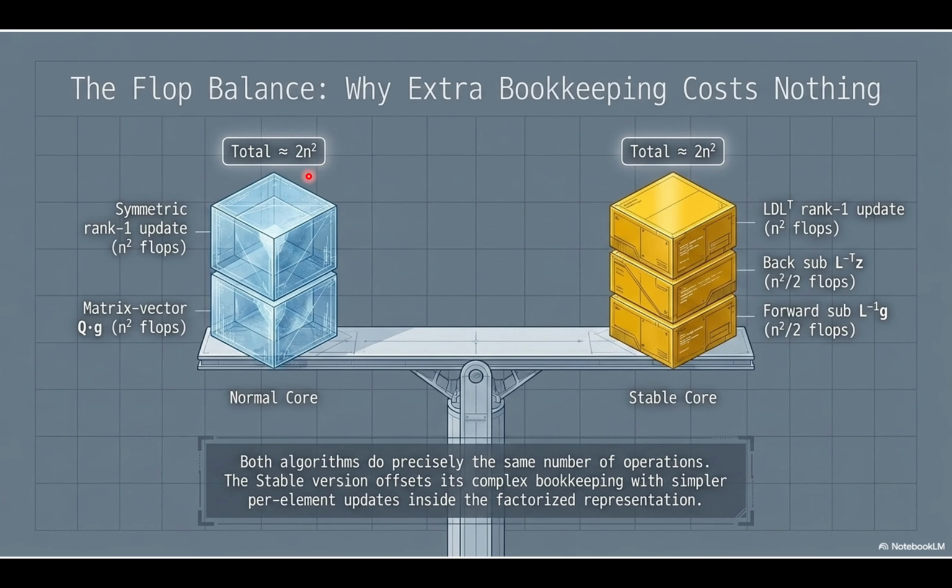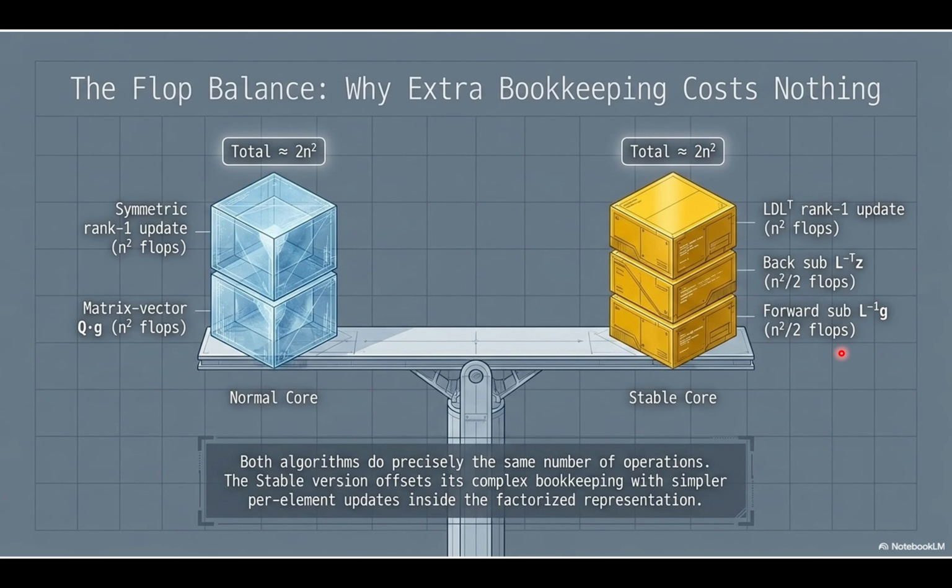Now look at the stable method. It avoids that heavy initial multiplication entirely. Instead, it does the forward substitution, right? Forward substitution on the L factor, back substitution on the transpose, and then a specialized LDL rank 1 update. Which just sounds like way more steps. It does. But remember what those L and D factors actually are. The lower triangular and diagonal matrices. Right. And by definition, a lower triangular matrix and a diagonal matrix are mostly filled with zeros.